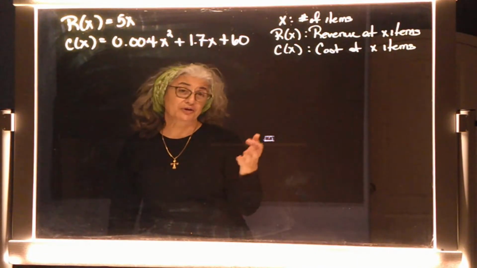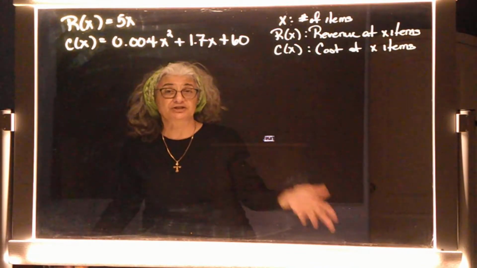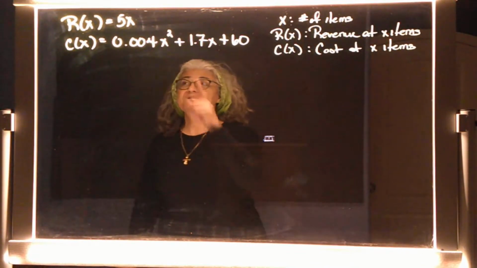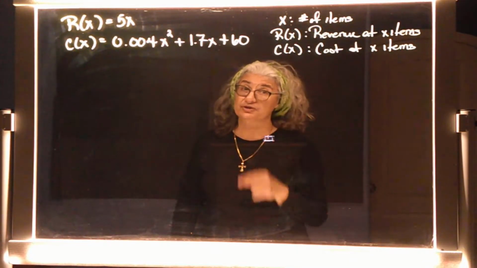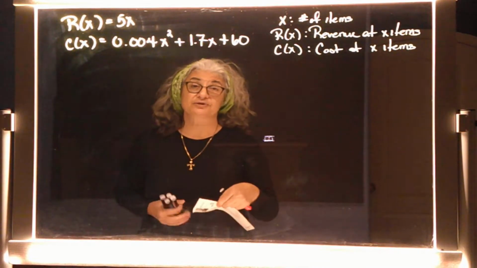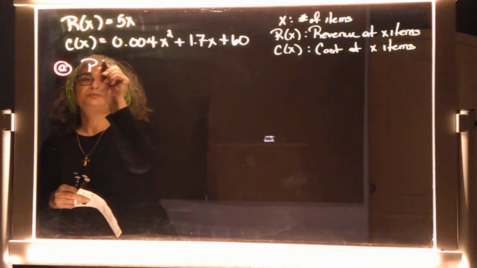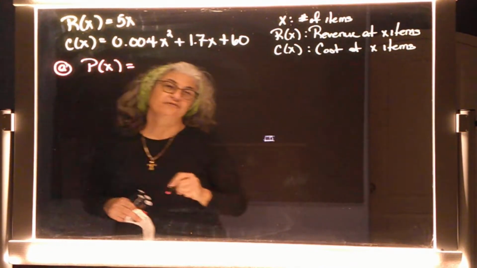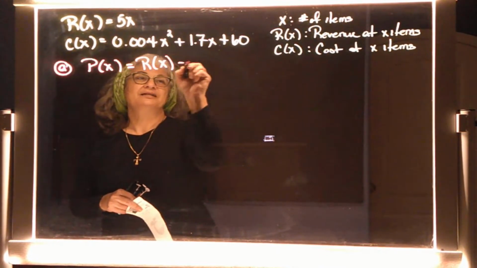So first off, in part A, they want to know P of x. They want to know the profit, don't they? Okay. By the way, besides writing down the 2 functions, I also wrote down what the variables represent, which is also very important. Okay, so first things first, they want the profit function. Got it. So we need to find P of x. And how do you find profit again? Yeah, that's correct. Revenue minus cost.